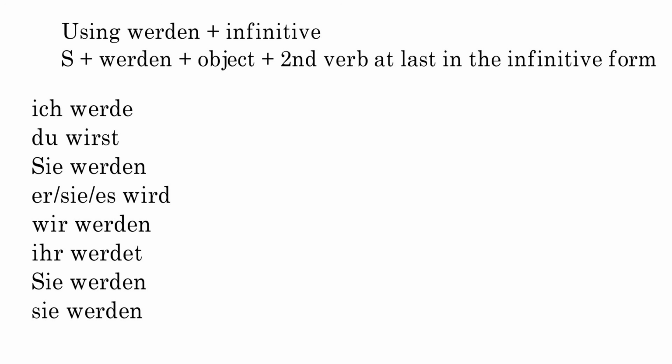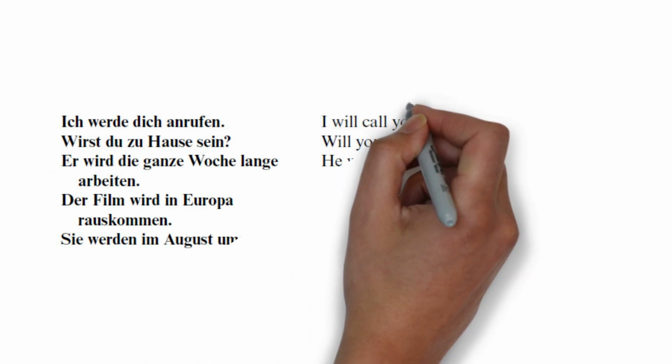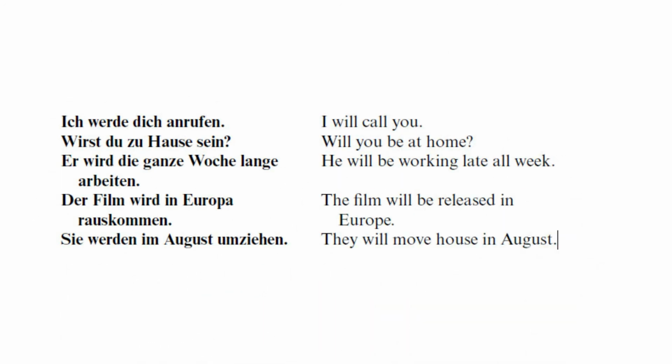Now some examples. Ich werde dich anrufen. I will call you. Wirst du zu Hause sein? Will you be at home? Er wird die ganze Woche lang arbeiten. He will be working late all week. Der Film wird in Europa rauskommen. The film will be released in Europe. Sie werden im August umziehen. They will move house in August.